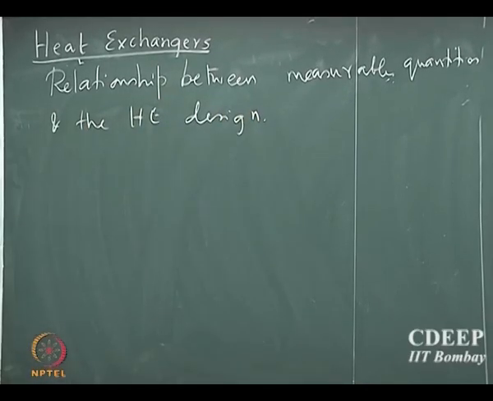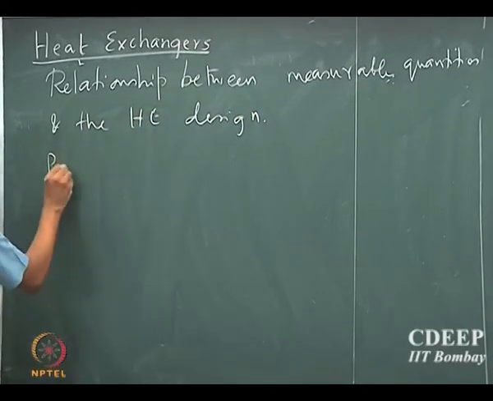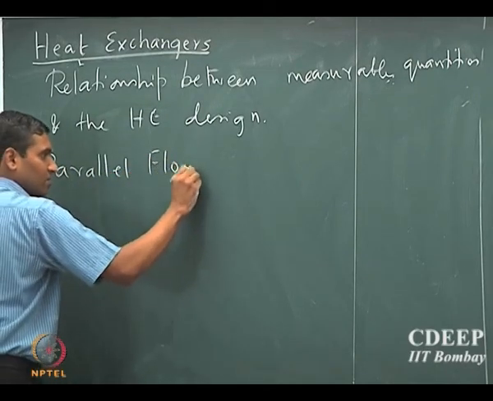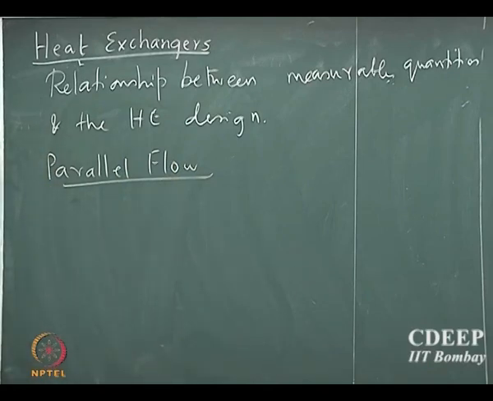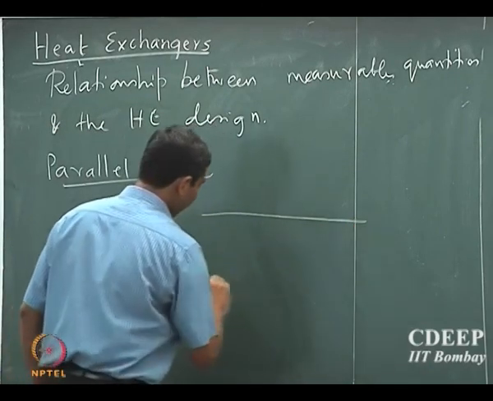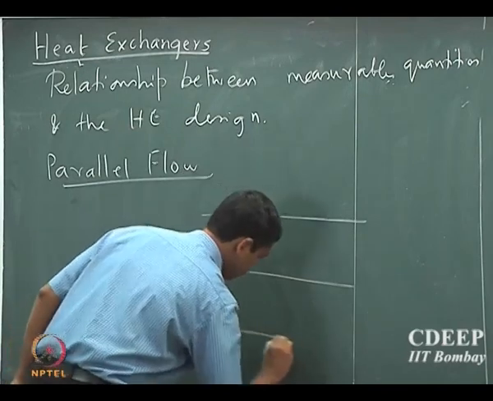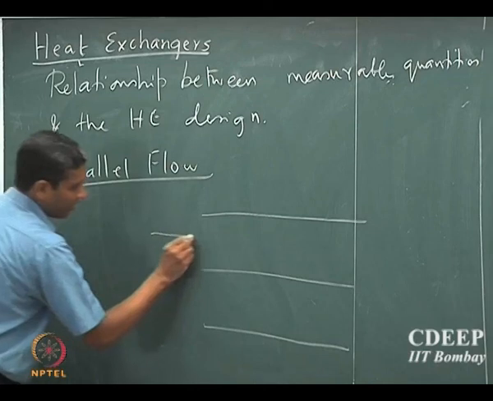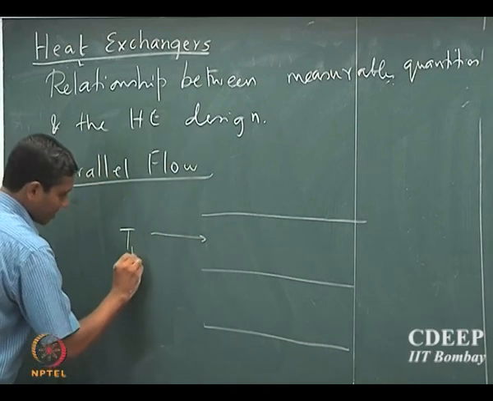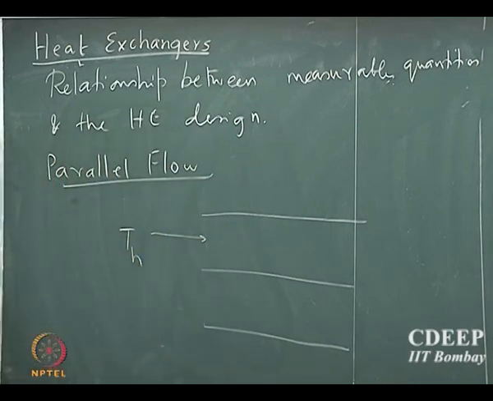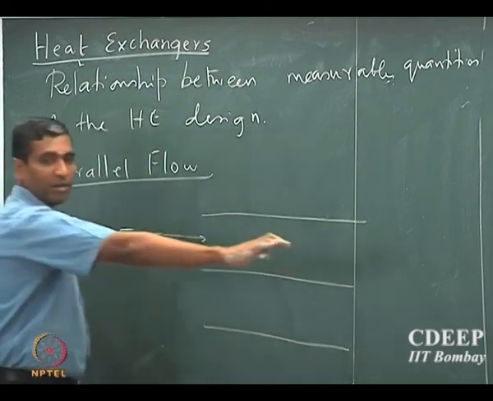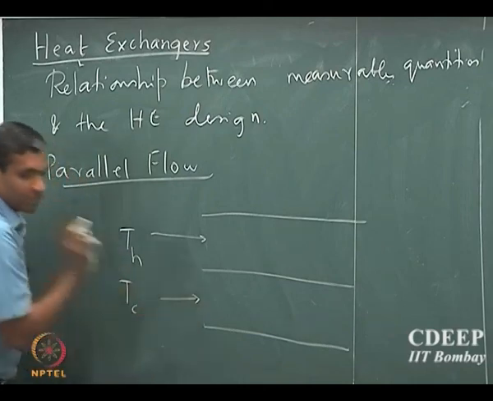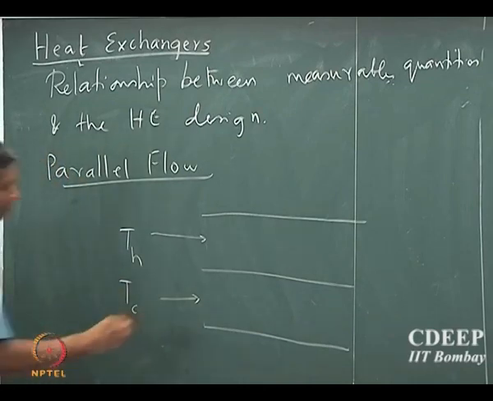Okay. So, let us say we start with a parallel flow case or a co-current flow. Let us take a very simple case of two chambers. You have a hot fluid flowing through, let us say, the upper chamber, and a cold fluid flowing through the lower chamber. And you have a wall here.